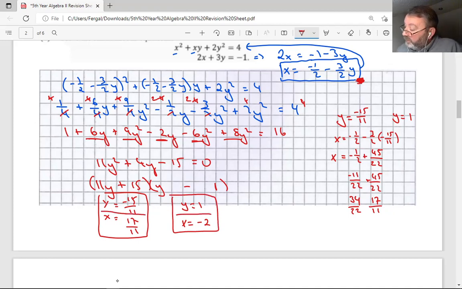Okay, the y equals 1. Bring it up here to this equation. It becomes minus a half minus 3 over 2. So minus 1 over 2 minus 3 over 2 is minus 4 over 2, and that simply becomes minus 2. That's where I get the corresponding x value from there.